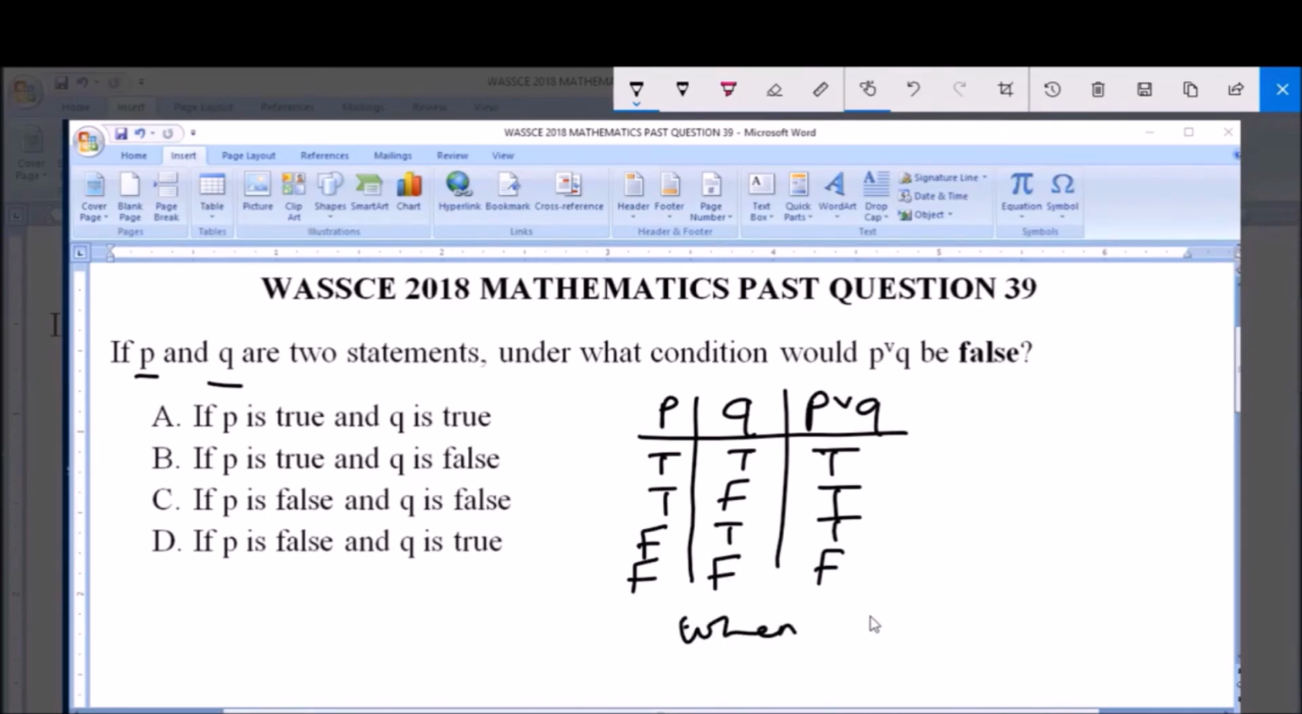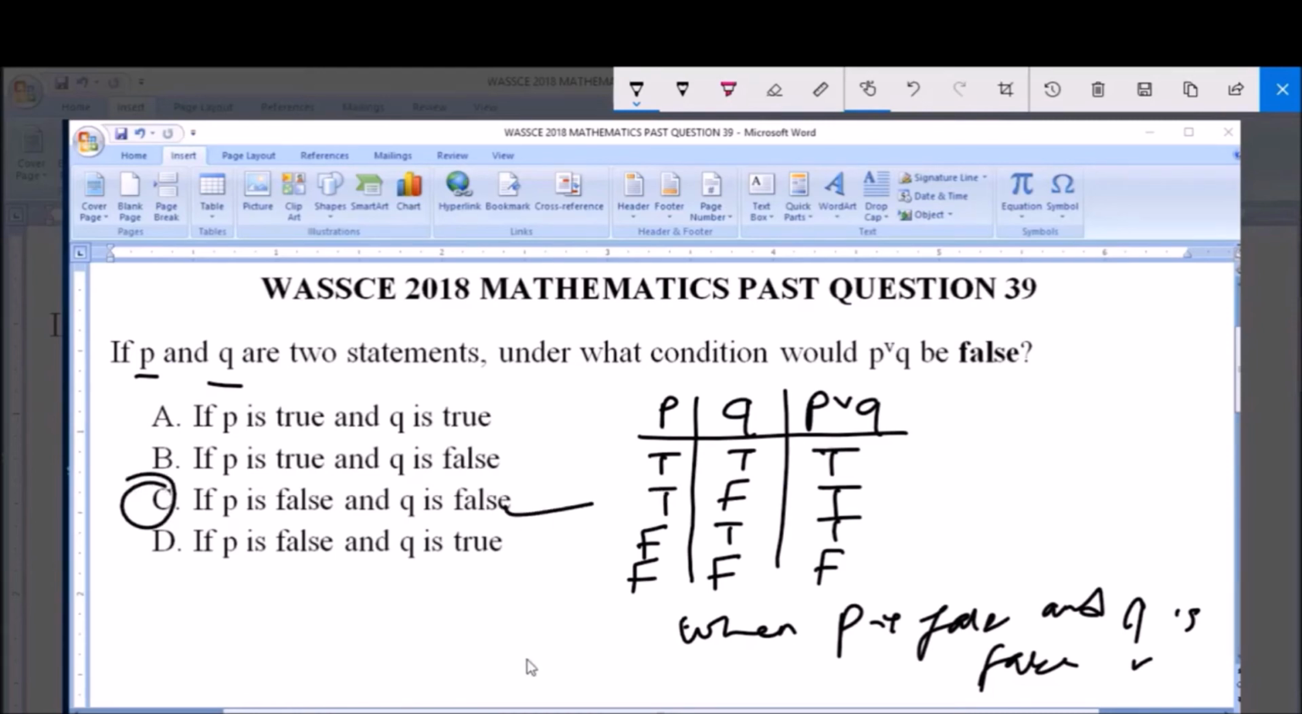So when P is false and Q is false, and that is option C. This is the correct answer to this question.